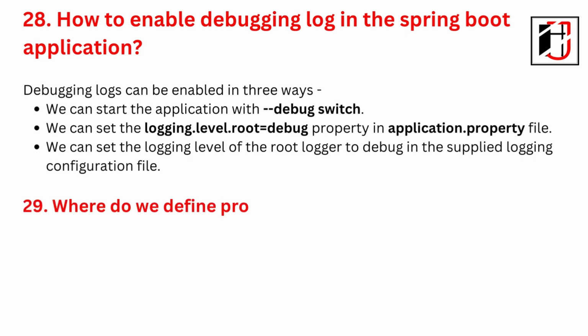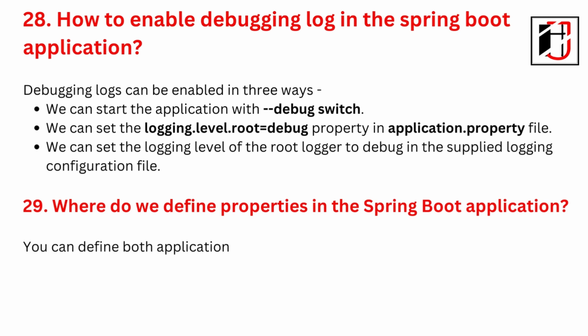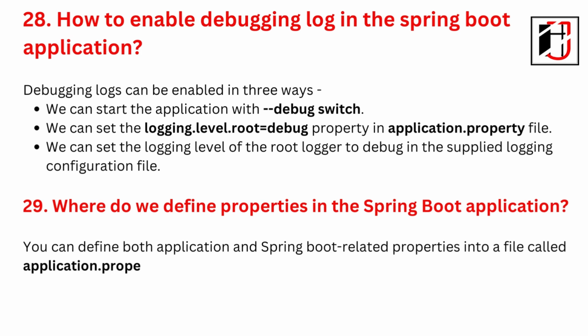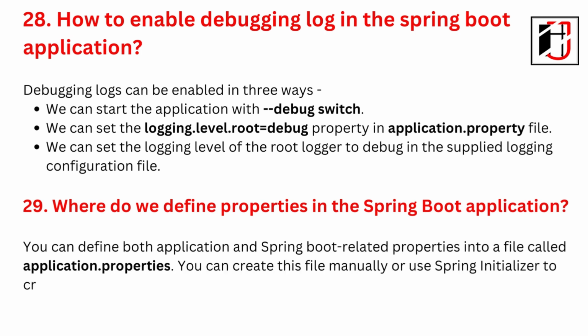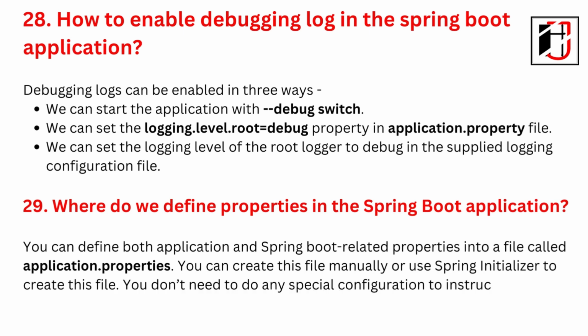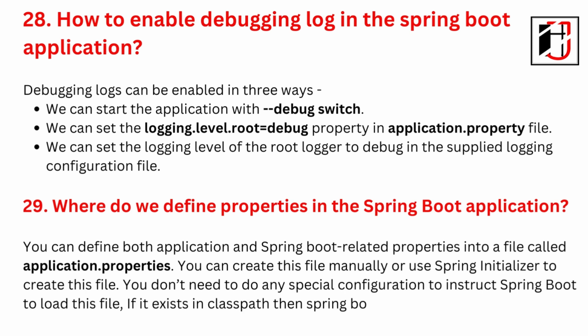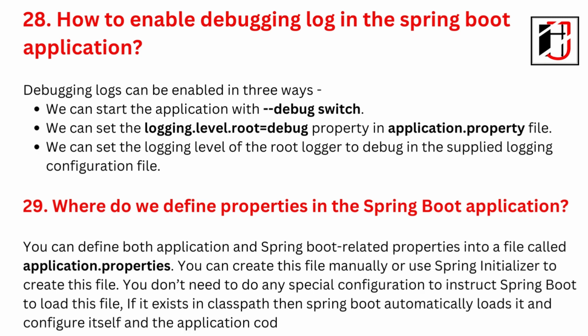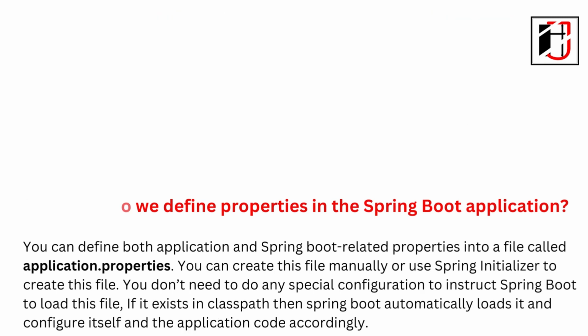Where do we define properties in Spring Boot application? You can define both application and Spring Boot related properties in a file called application.properties. You can create this file manually or use Spring Initializr to create it. You don't need to do any special configuration to instruct Spring Boot to load this file. If it exists in the classpath, then Spring Boot automatically loads it and configures itself and the application code accordingly.